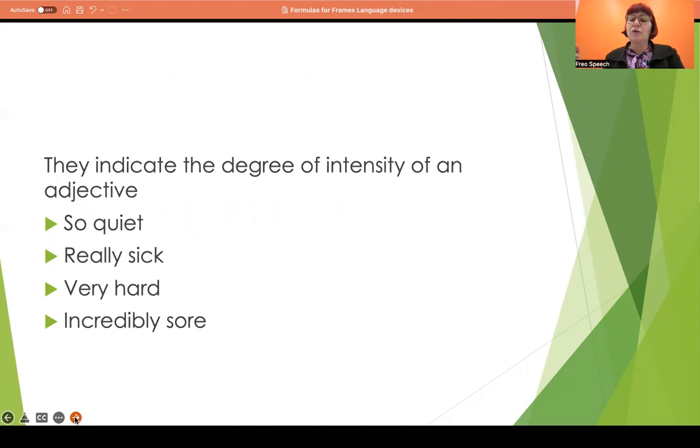So not just quiet, he was so quiet. How sick was he? Really sick. How hard was it? Very hard. How sore was his leg? Incredibly sore. So again, you can see that upgrading of specificity and intensity.